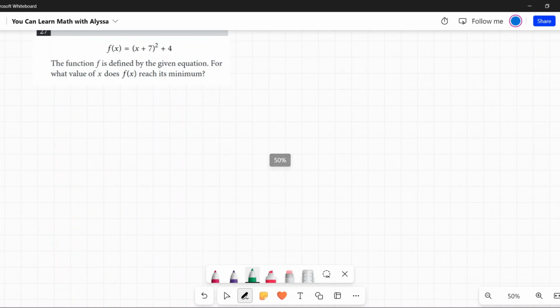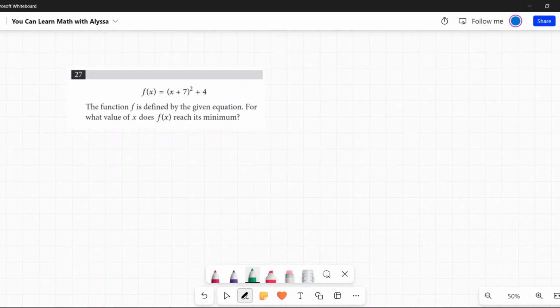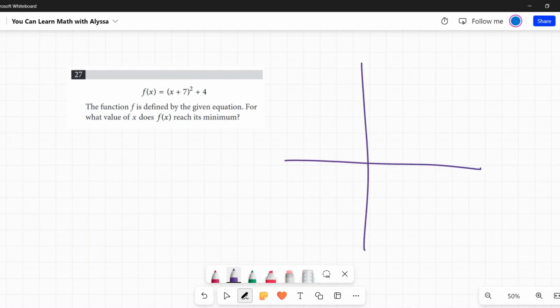Last one, you've made it, 27. F of x equals (x plus 7) squared plus 4. It's another one. Told you there were 3 on here. Another one where they want you to know how to move a function around by adding numbers to different parts of the function. So we are starting with an x squared, which is just a little parabola, looks something like this. The vertex is at 0, 0.